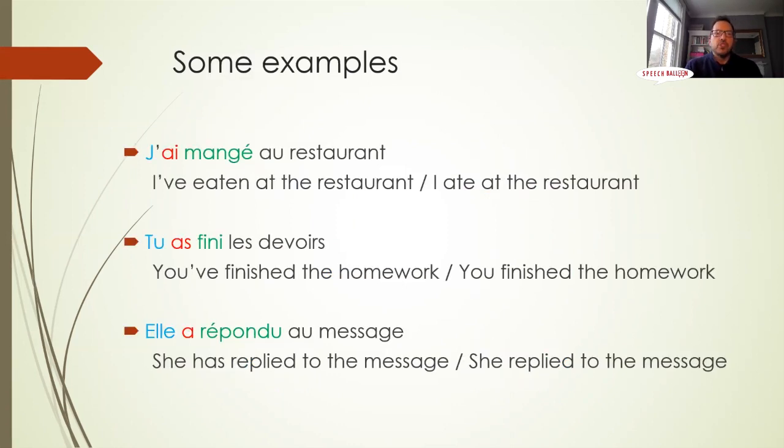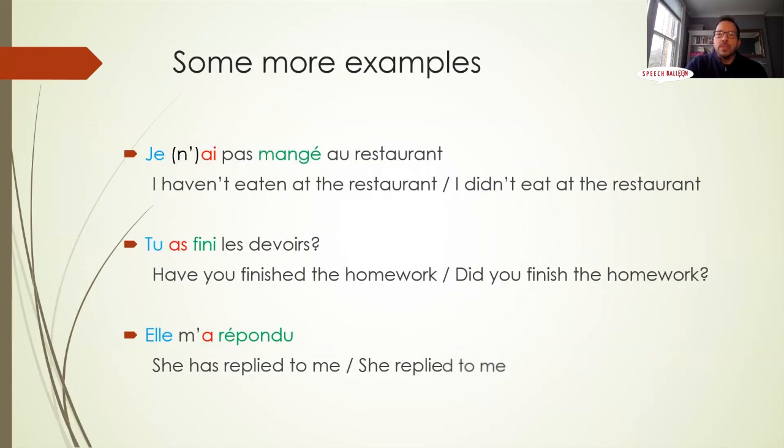Here are some examples. J'ai mangé au restaurant. I've eaten at the restaurant, or I ate at the restaurant. Tu as fini les devoirs. You finished the homework. Elle a répondu au message. Here's some more examples. Here, I'm adding a particle here and there just to see where you put it. So to make the negative, the ne and pas go around the auxiliary. So you have je n'ai pas mangé au restaurant. Obviously, in spoken French, you don't say the ne. So you would just say j'ai pas mangé au restaurant.